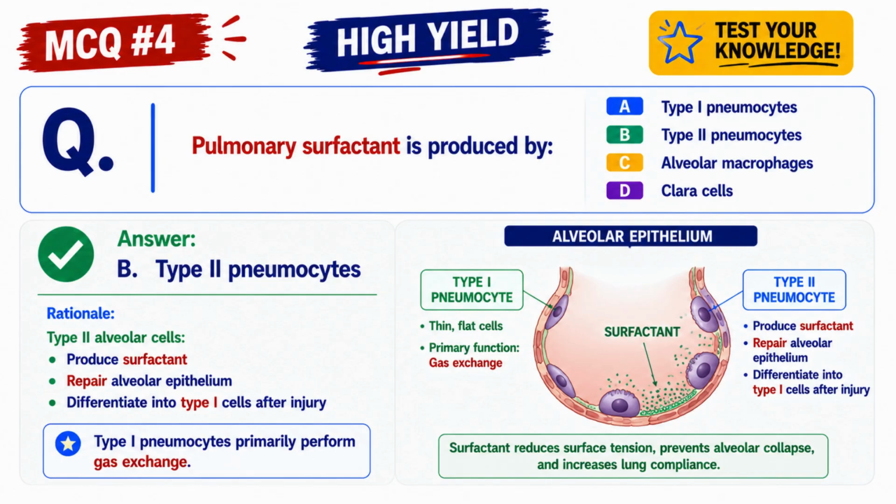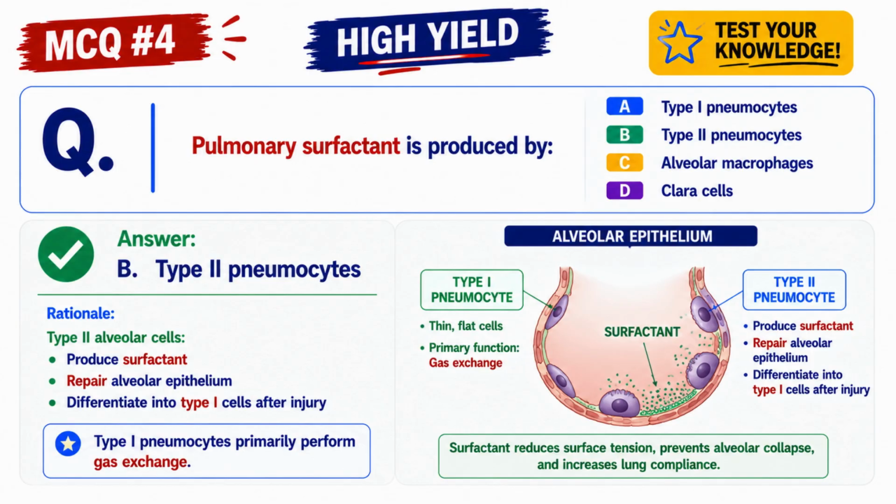Type 2 pneumocytes, cuboidal cells, cover only about 5% of the alveolar surface, but they are the metabolically active cells. Type 2 cells produce surfactant, a complex mixture of phospholipids, primarily dipalmityl phosphatidylcholine, DPPC, plus proteins and other lipids. Type 2 cells also repair alveolar epithelium after injury and can differentiate into type 1 cells to replace damaged cells. Type 2 pneumocytes are the stem cells and the factory of the alveolar epithelium.